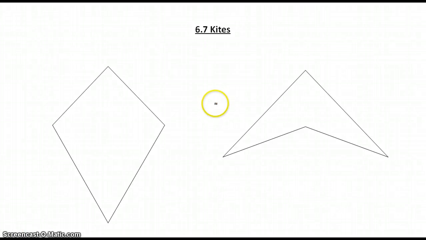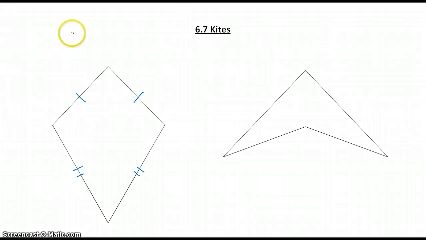A kite is a quadrilateral with two pairs of congruent sides. But unlike a parallelogram, the congruent sides are consecutive. So here's one pair of congruent sides that are next to each other, they're consecutive. And here's a second pair of congruent sides that are consecutive, they're next to each other.